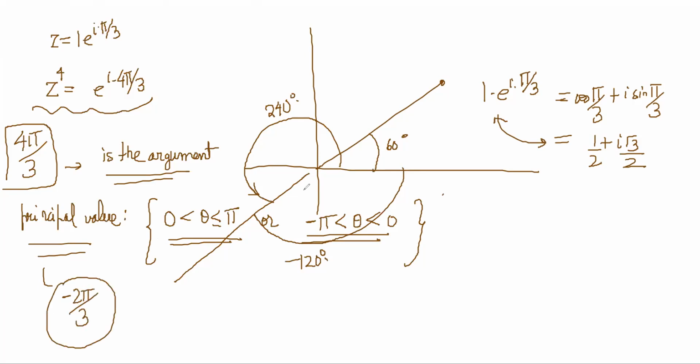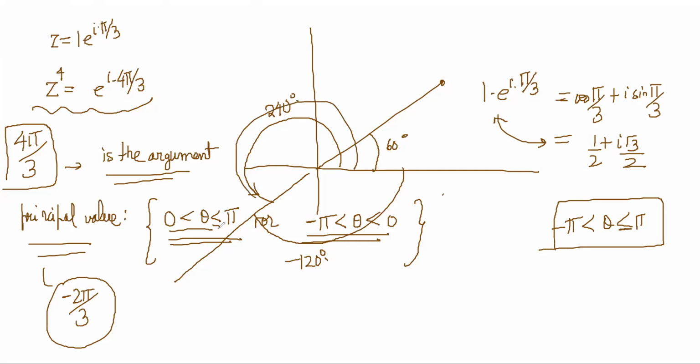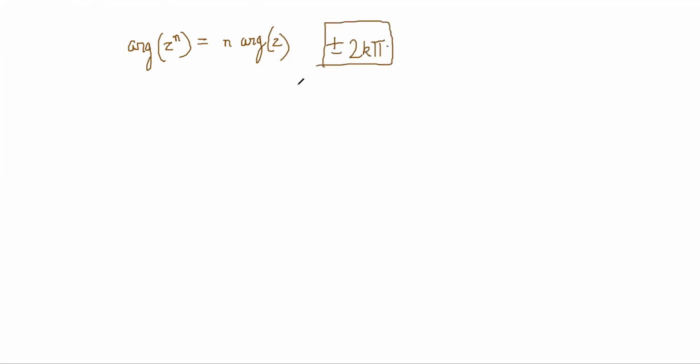Because this is just a convention, the angles that you write should be between minus pi and pi. Here it is exceeding pi, so I'll put it as minus 2 pi by 3. It has to come to the same place, otherwise you are not saying the correct thing. Either you go from this side or from this side. So that's why, in the formula argument of z power n is equal to n times argument of z, there is a plus minus 2k pi added here to ensure that the final answer is not beyond pi.